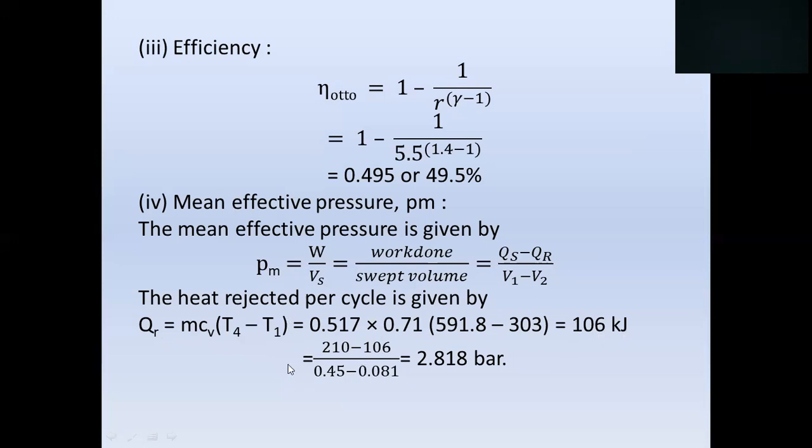Therefore, mean effective pressure PM is equal to QS value is 210, QR value is 106, V1 value is 0.45, V2 value is 0.081. We get PM, mean effective pressure, PM is equal to 2.818 bar.